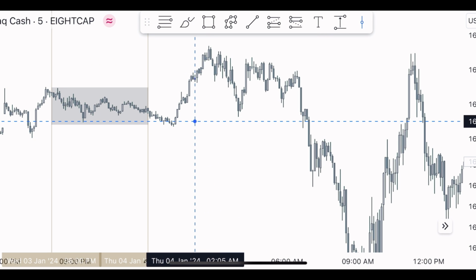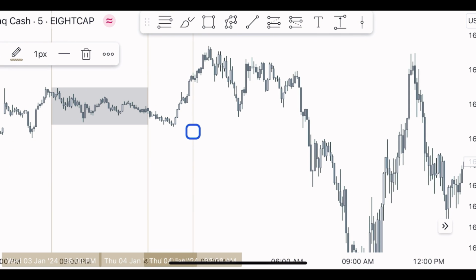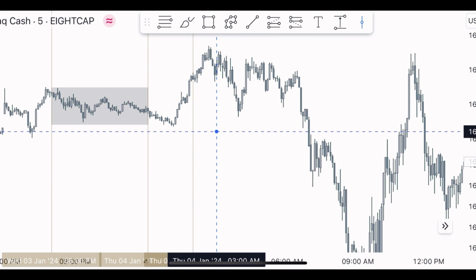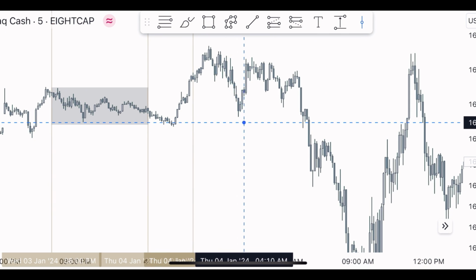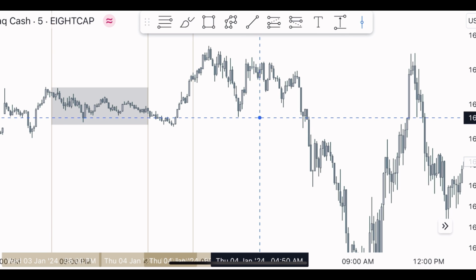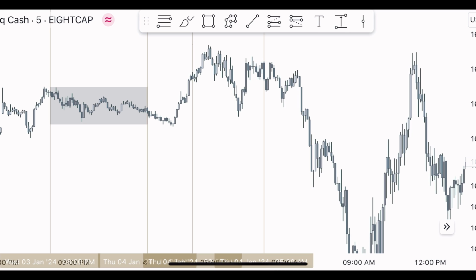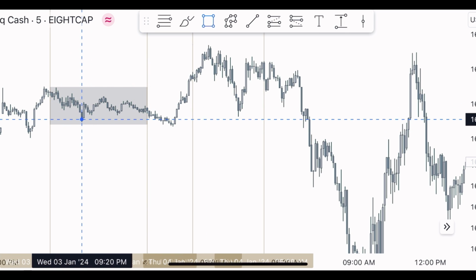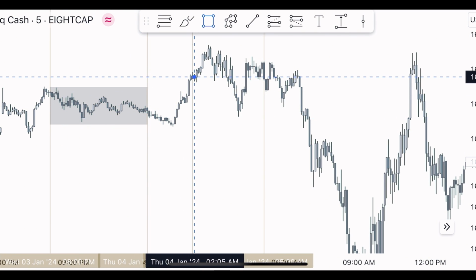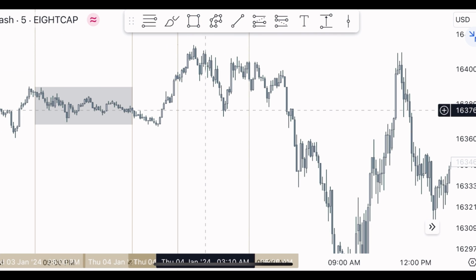Now the next kill zone is the London kill zone, and it starts from 2 a.m. New York time. So this is our 2 a.m., and it started from here and it ranges till 5 a.m. Now in this strategy, once the high or the low of the Asian session is swept, we get a move which is called the Judas swing or a fake move. I usually don't trade this move because I need some confirmation.